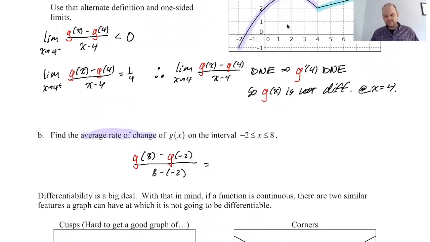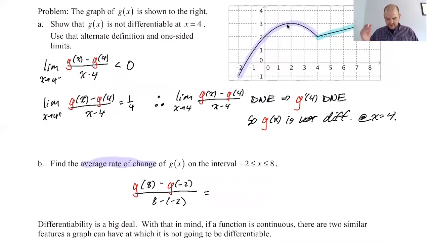All right, finally, we're back. We're back to making new mistakes. All right, g of 8 is definitely 3.